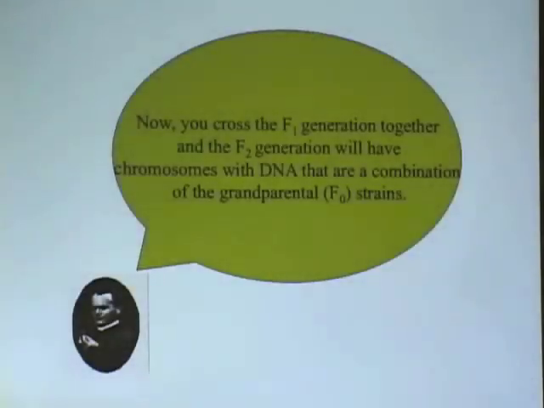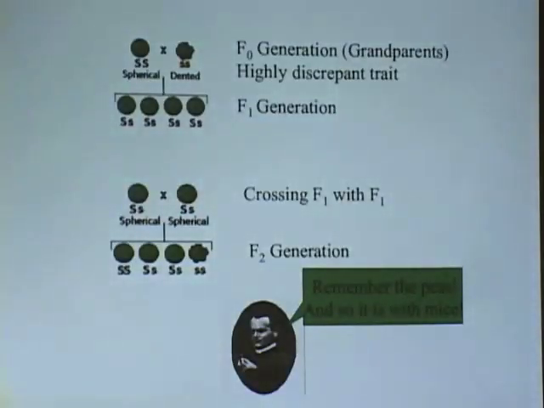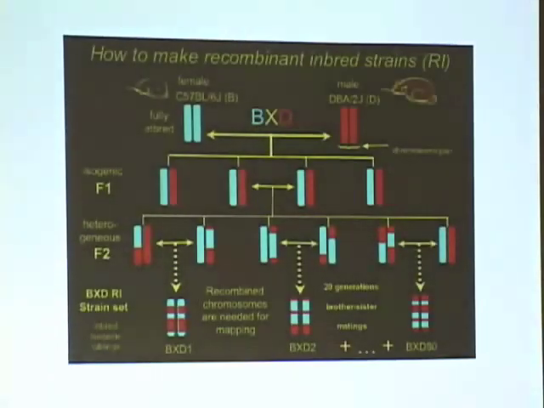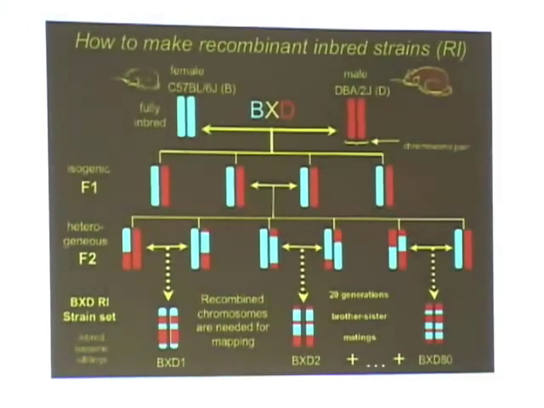Okay. So now we're going to put them together and make an F1 generation, and then the F2 generation will have chromosomes with DNA that are combinations of the F0s. Okay? It's going to be much like what Gregor did with the P's. All right, so let's look. I'm going to go to this slide. This slide is the key to most of this module. You understand this slide, you're going to understand how we got to our mice.